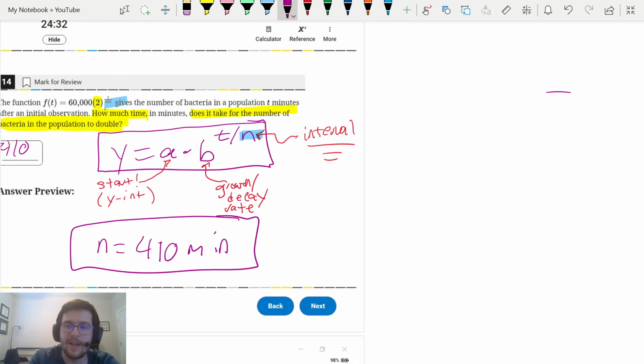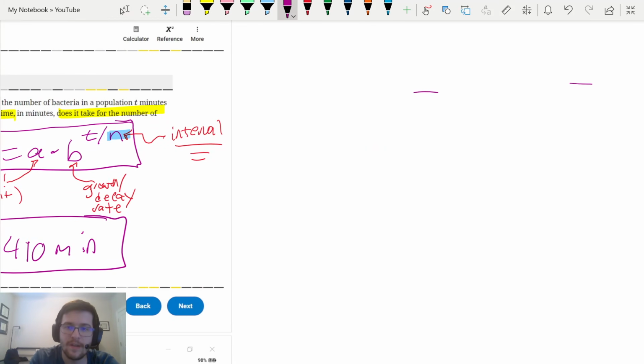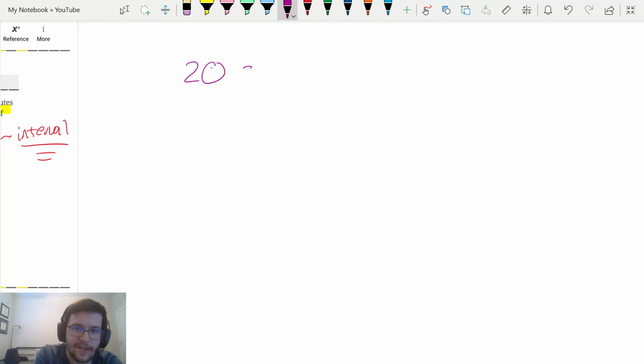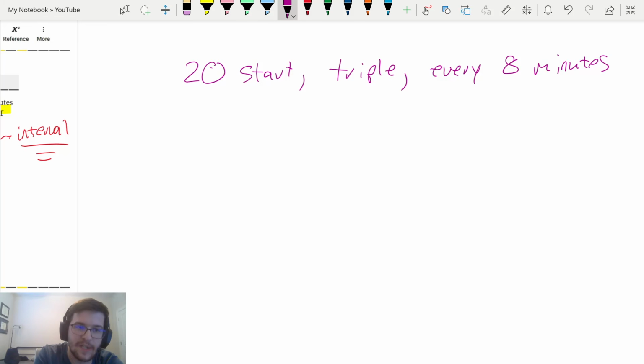So let's say we had 20 starting bacteria and they triple every 8 minutes. So we would plug it into the formula, a times b to the t over n. So y equals 20. Triple means multiply by 3 to the t over 8.